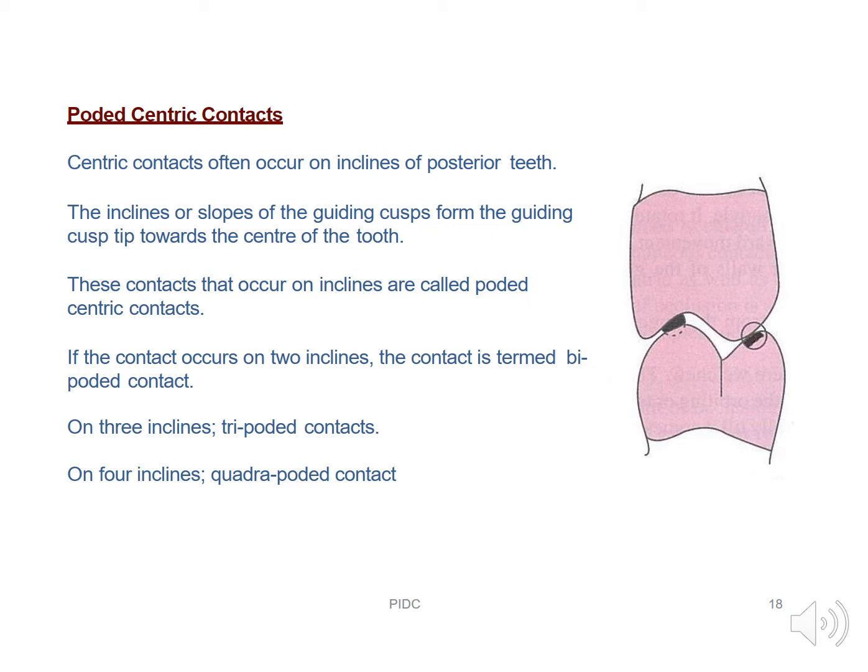If the contact occurs on two inclines, the contact is termed bipodded contact. On three inclines, it is termed tripodded contact. On four inclines, it is termed quadripodded contact.